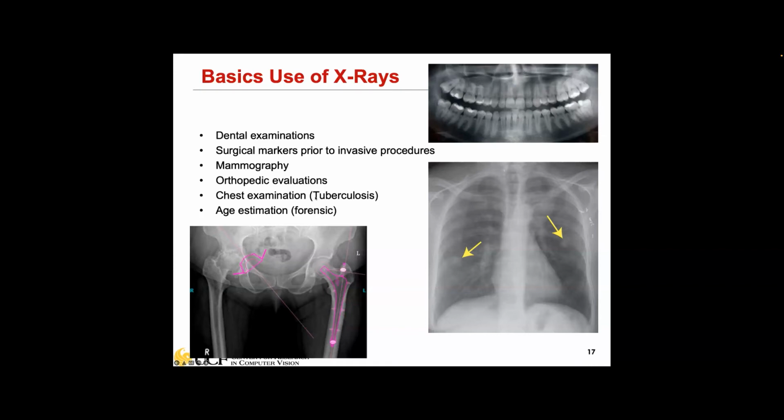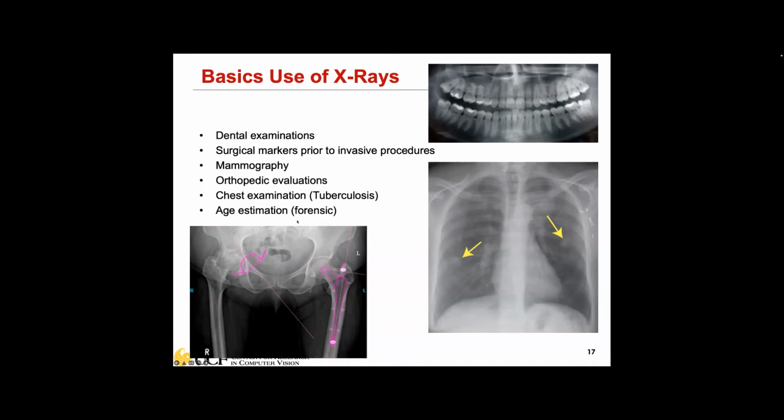Okay. And X-ray can also be used for surgical markers prior to invasive procedures, right? So maybe for some orthopedics, you may have to do some operations there. Maybe you can put some surgical markers to show which point you want to make the incision. And also mammography, which is the X-ray for the human breast. And also chest examination, right, to detect something like tuberculosis.